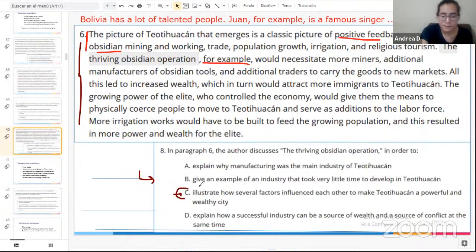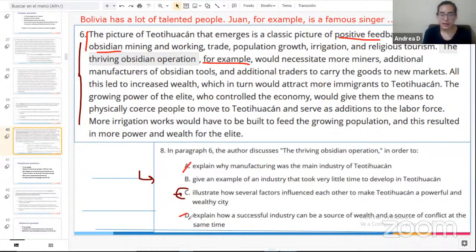You know that it's an example, so you can start by eliminating option A and option D because it's not explaining why or how. If it were that, then you would have something like, okay, so this was because the thriving obsidian operation, or this was achieved by using the thriving obsidian operation. So it's not A nor D, right? Now it has to be B and C.